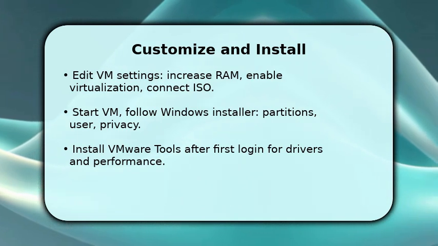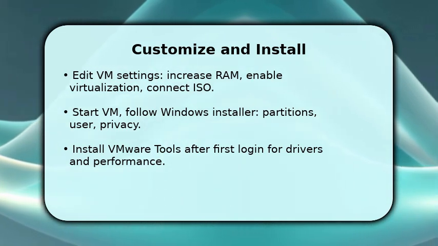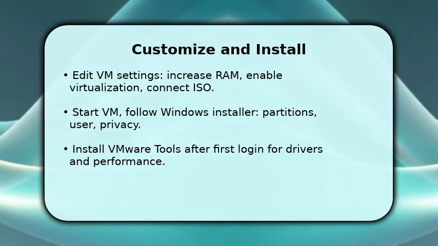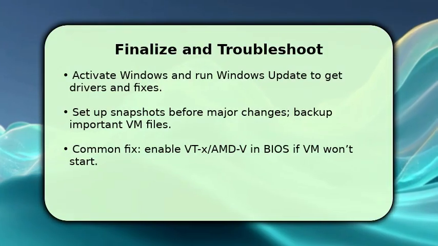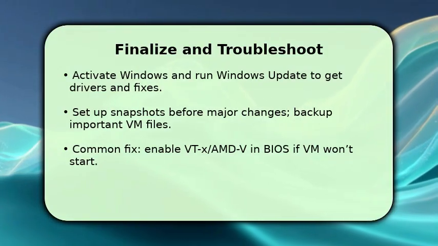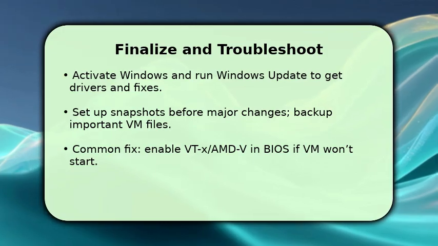You finish by activating Windows, running Windows Update, and installing antivirus. These steps secure the environment and update drivers. Make a snapshot now so you can revert after testing apps or updates.